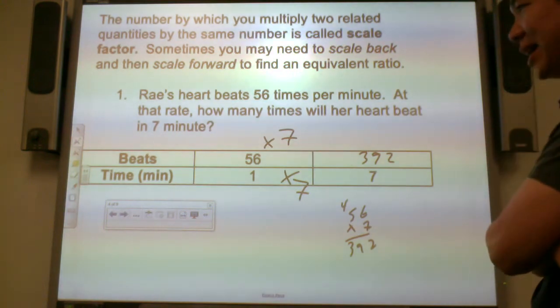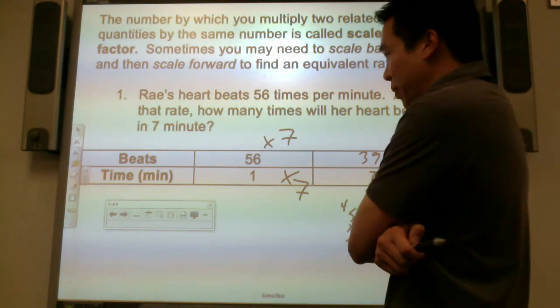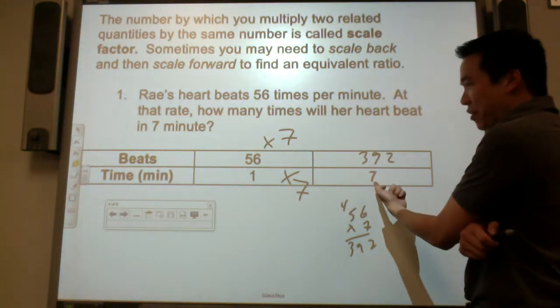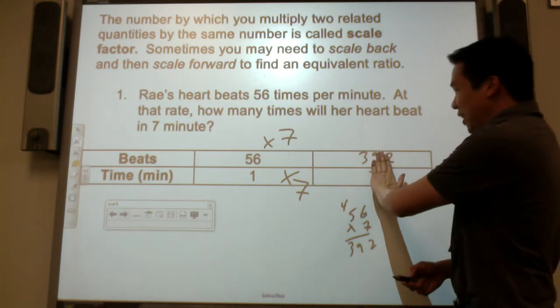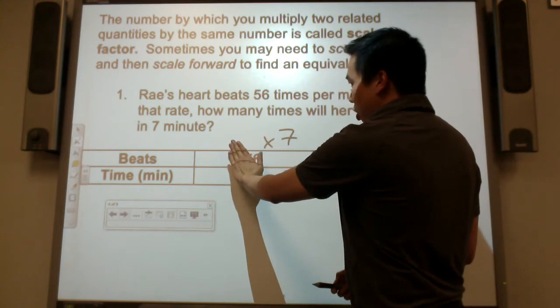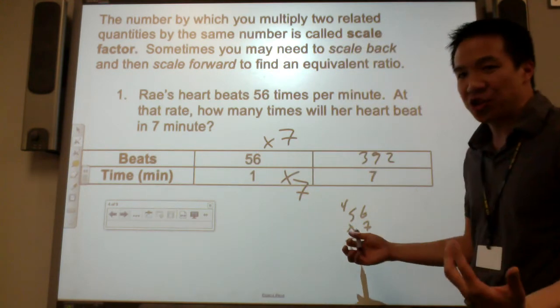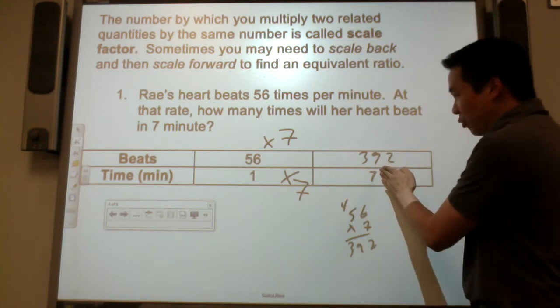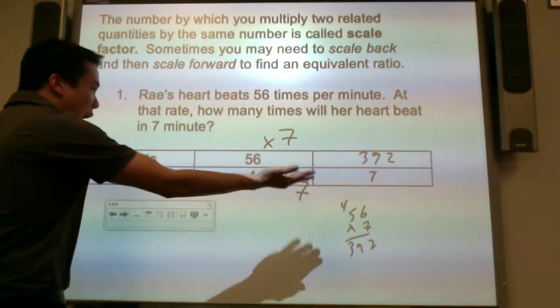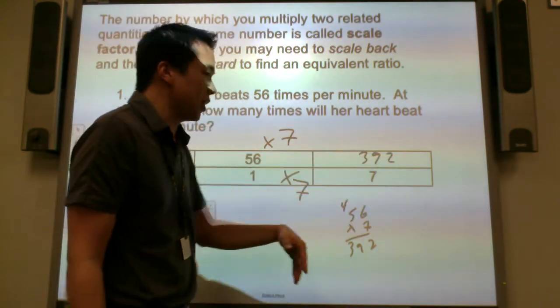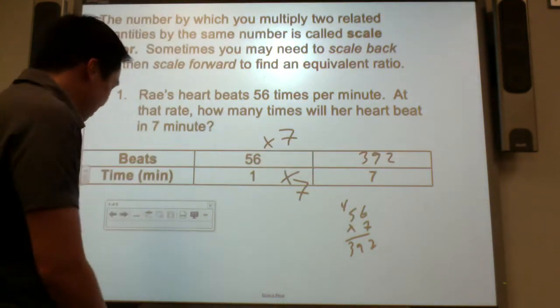So 1 minute, you have 56 heartbeats. It's the same as saying 7 minutes, 392 heartbeats. If you simplify this, it will become 56 heartbeats in 1 minute. That's why it's a ratio table, because the simplified ratio of this is the same as this. So we build it up by multiplying by 7, finding the scale factor of 7.